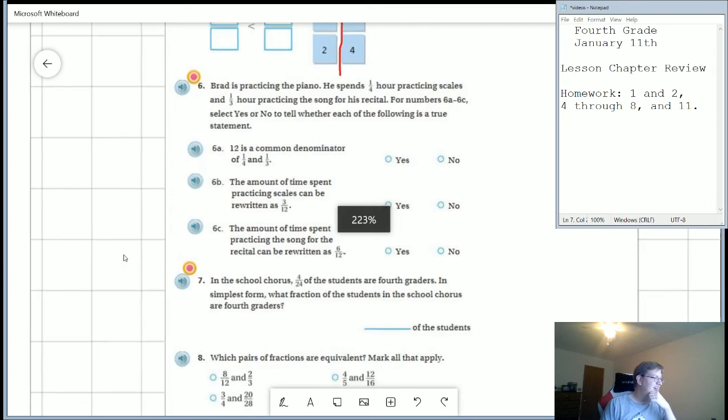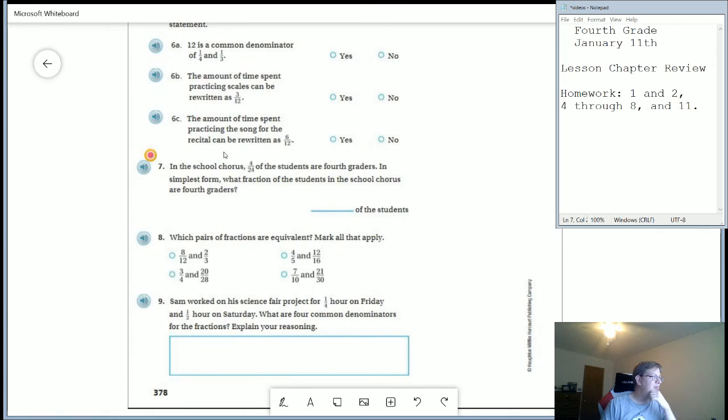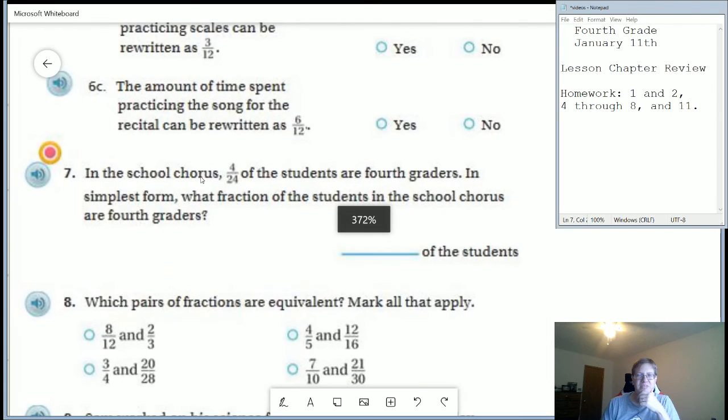So number 7, we want to find simplest form. So we want to figure out what number we can divide by using 4 and 24. So they're both even numbers. I gave you a suggestion earlier about what we could do to start with. When we have our simplest form, we have the smallest number on the top and bottom that we can possibly get. We cannot divide any further.